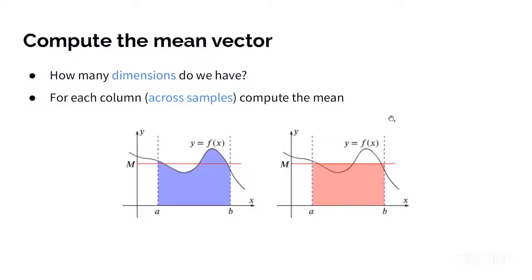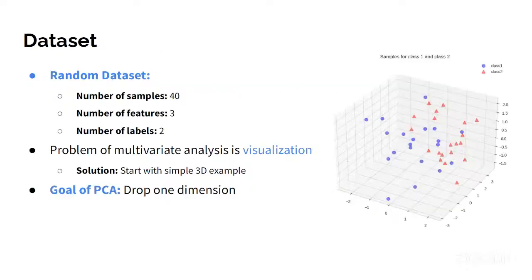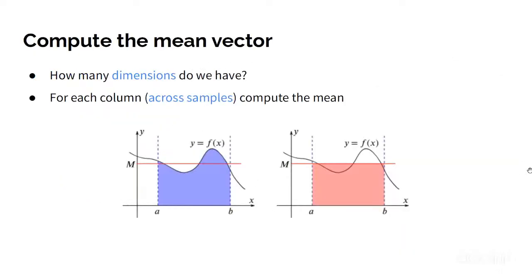How many dimensions do we have in the data set? It's 3 because we have 3 features. The goal is to come to 2 dimensions. So what you do first, you start with the mean. For each feature, you calculate the mean, just taking the average across the column.